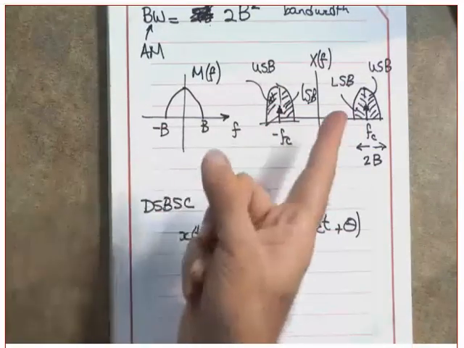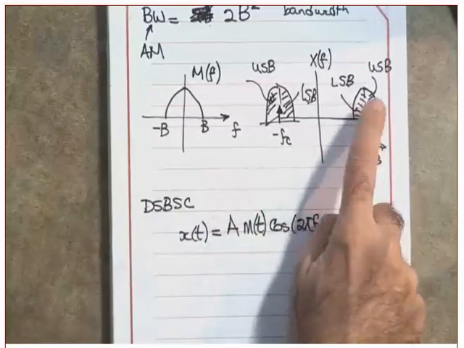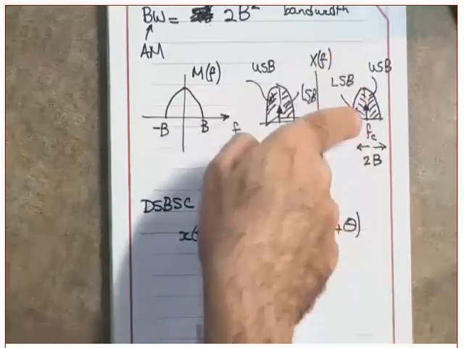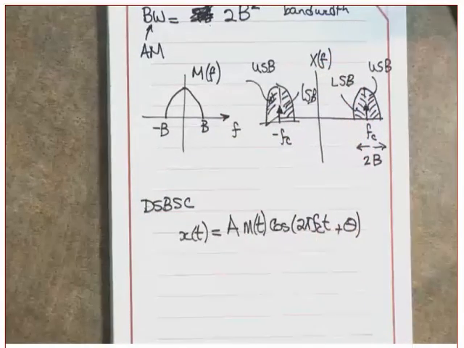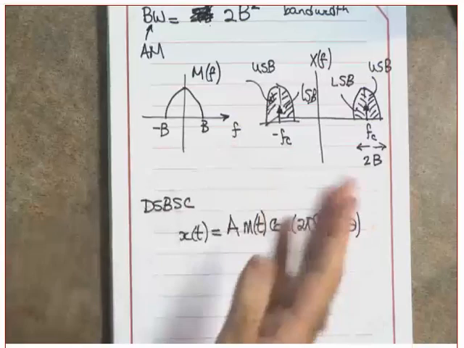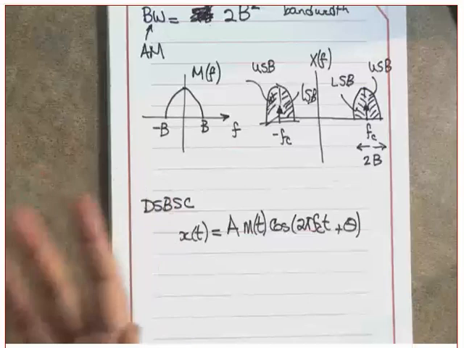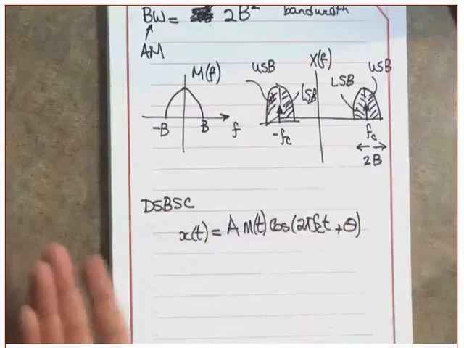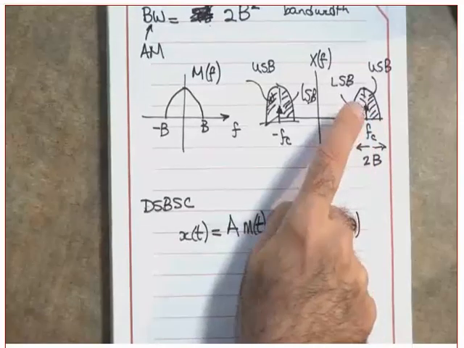Or, by the way, can you tell me what does this look like? This one and this one, and the center is F sub C in between. No, no. What does it look like? Something that we talked about earlier. Come on, hey, the image. That's the image rejection. Who is the image of this guy? The image of this guy is this guy. You follow me or not?